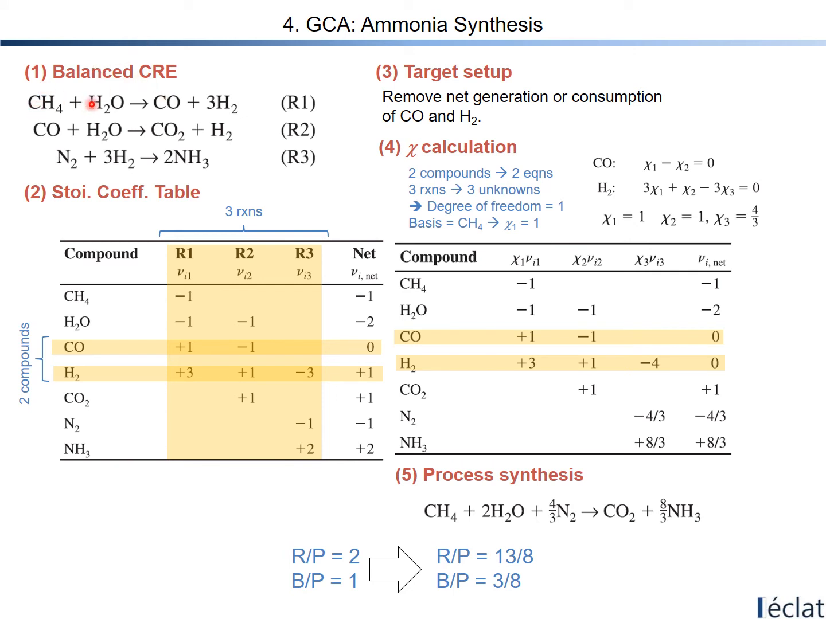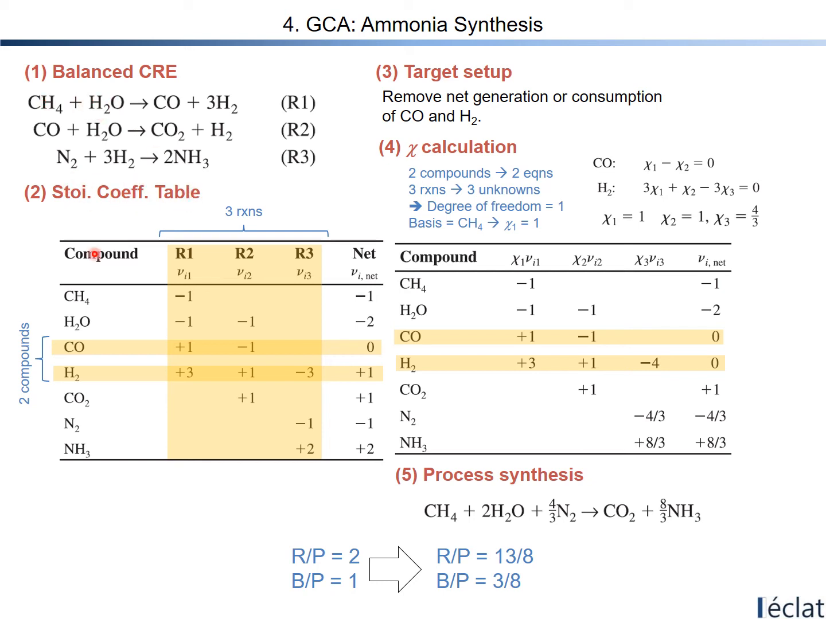The first step, step 1, balanced chemical reaction equations: methane plus water goes to carbon monoxide with hydrogen. This carbon monoxide is used for making more hydrogen. So actually the first two reactions are adapted for making hydrogen gases, and those hydrogen gases are used for making ammonia in the presence of nitrogen. So right now we have all the stoichiometric coefficients.